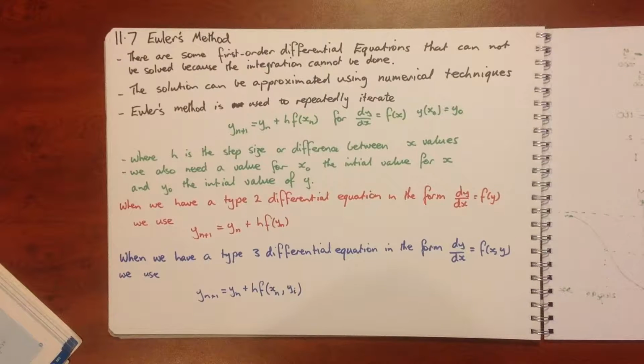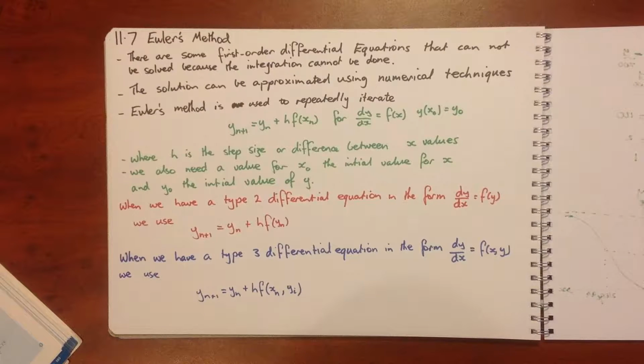We have a value for h, which is our step size or difference between x values. Often this will be like 1 or 0.5 or 0.25. The smaller the h value that we use, the closer our approximation will be. We also need a value for x naught, our initial value for x, and y naught, the initial value for y. So we need these first bits of information to start off with.